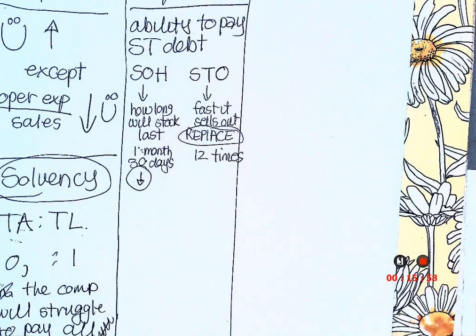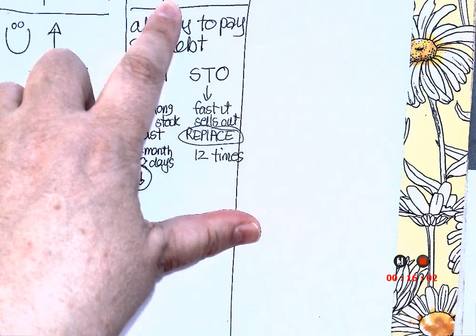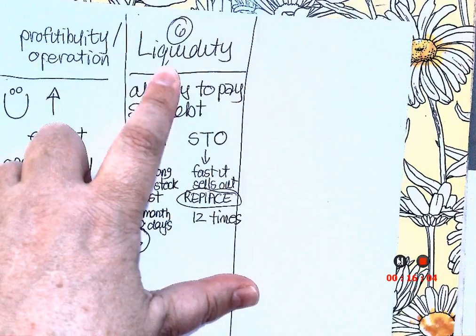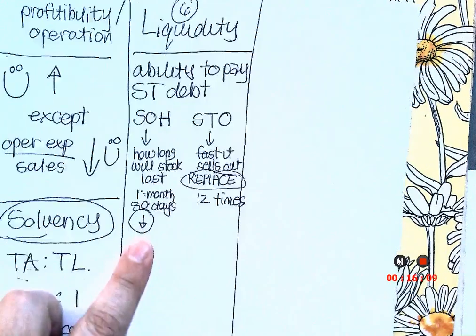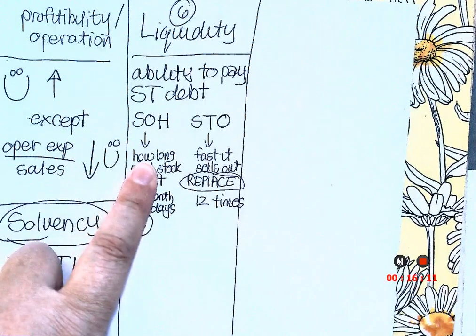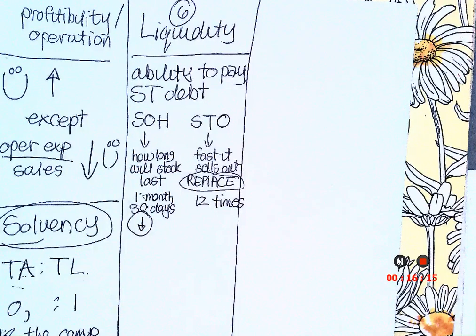Okay, so you guys see how this works. Because what is liquidity about? It's about money, getting cash in. So remember, if your stock is also being kept too long, where's your cash? It's in the stock. You see?